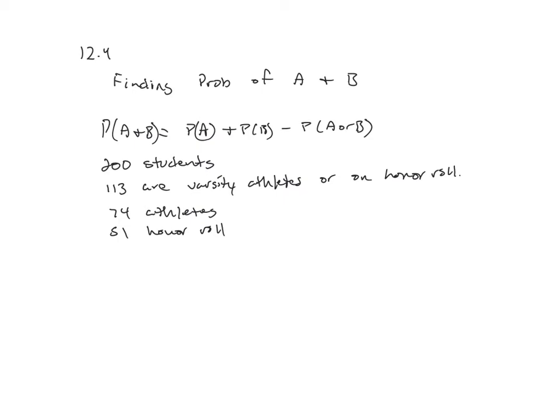Okay, so let's call A the athletes and B the honor roll, just because that's the way they were listed in the problem. So we would just plug our information into the formula. The probability of A is 74 out of 200 students, and the probability of B is 51 for the honor roll out of 200 students. Then we're going to subtract the A or B. Remember, when we do A or B, we add them together, but we have 113. It's given to us.